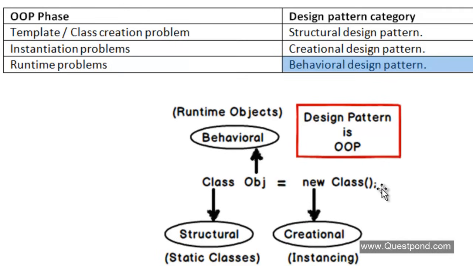So you can see, as I've said previously also, design pattern is nothing but object-oriented programming. So it solves problems around object-oriented programming. So you can see by this image here, you can easily make out that design pattern will revolve around classes, objects, and instantiation.